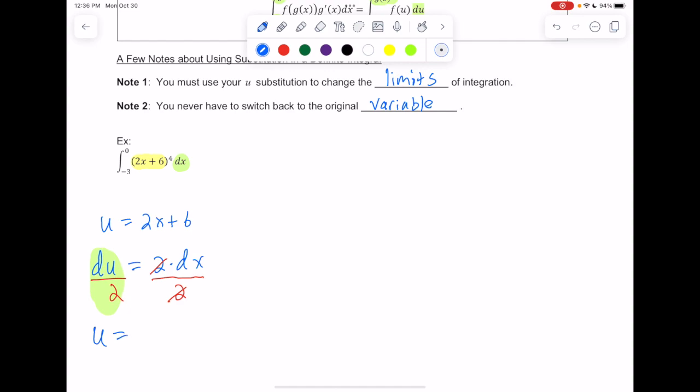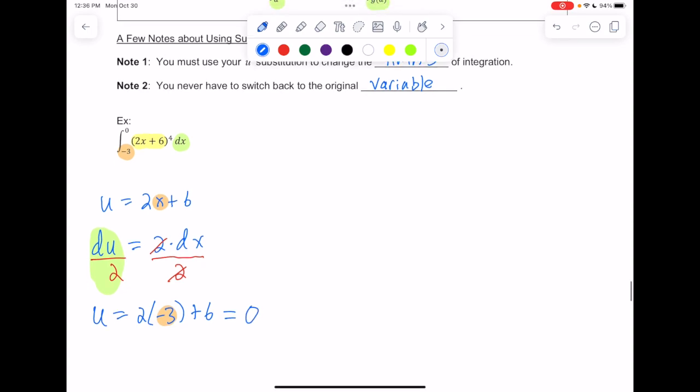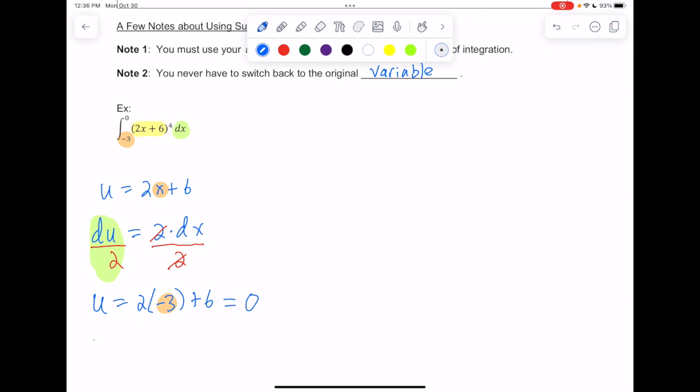So what happens to u if you plug a negative 3 in for x? Not picking that negative 3 out of thin air. That was our lower limit of integration. Now I'm plugging that into the x spot to see what that becomes in terms of the new variable u. So 2 times negative 3 is negative 6, plus 6 is 0. So that will be our new lower limit of integration. How about the upper limit of integration? You plug the 0 in and get 2 times 0 plus 6. So 6 is going to be our new upper limit of integration.